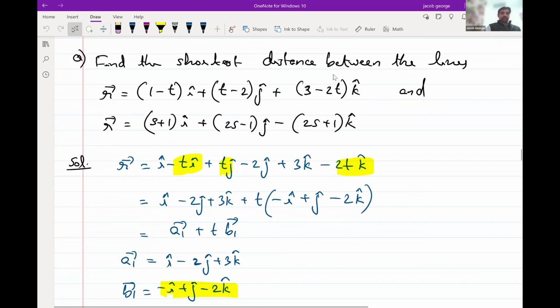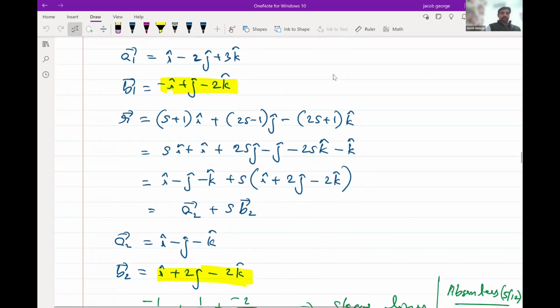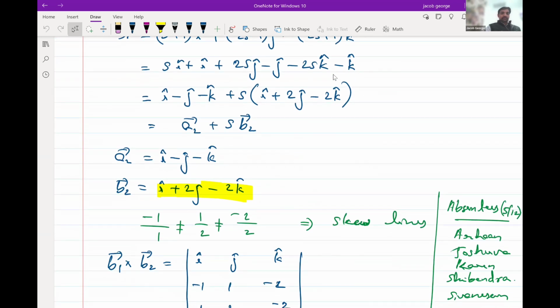Like this, vector forms can be asked indirectly. That is also not so tough. We just open the bracket. After opening the bracket, in place of lambda it is T, and in place of mu it is S. Is it clear how to open the bracket and rearrange it? Then we get A1 vector plus T into B1 vector. Second one, we get A2 vector plus S into B2 vector. Then again we check the ratio of B1 and B2. They are different. They are different means what type of lines? They are skew lines.